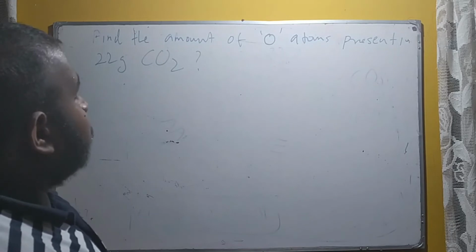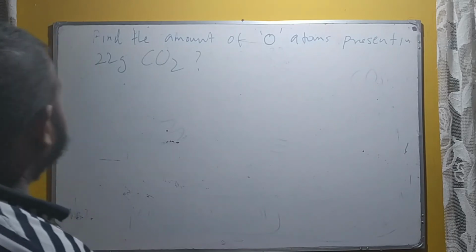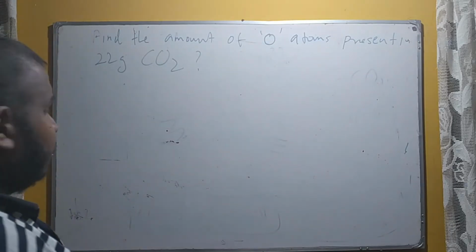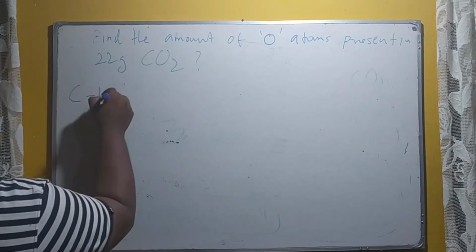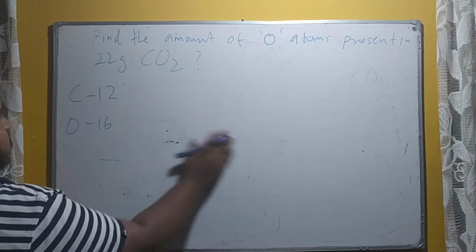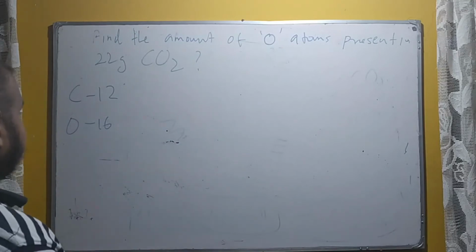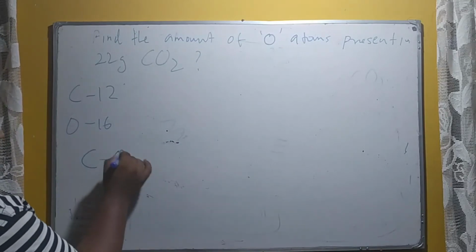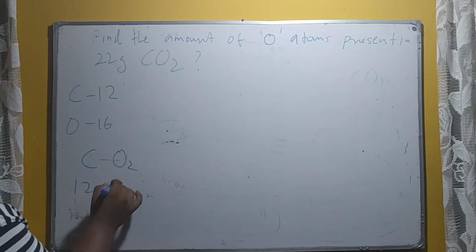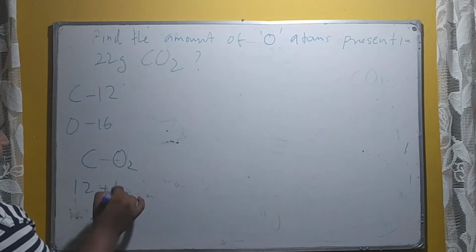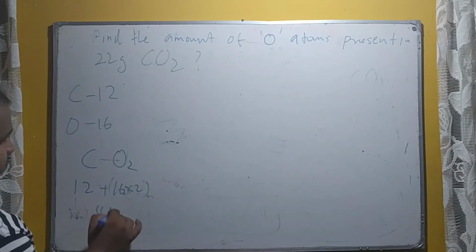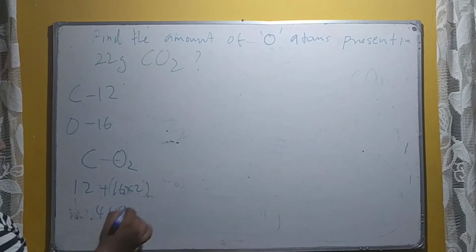Find the amount of oxygen atoms present in 22 grams of carbon dioxide. As we all know, carbon is 12, oxygen is 16. So for CO2, first find the molar mass. Carbon is 12 plus oxygen is 16 into 2, therefore 44 gram mole minus 1.